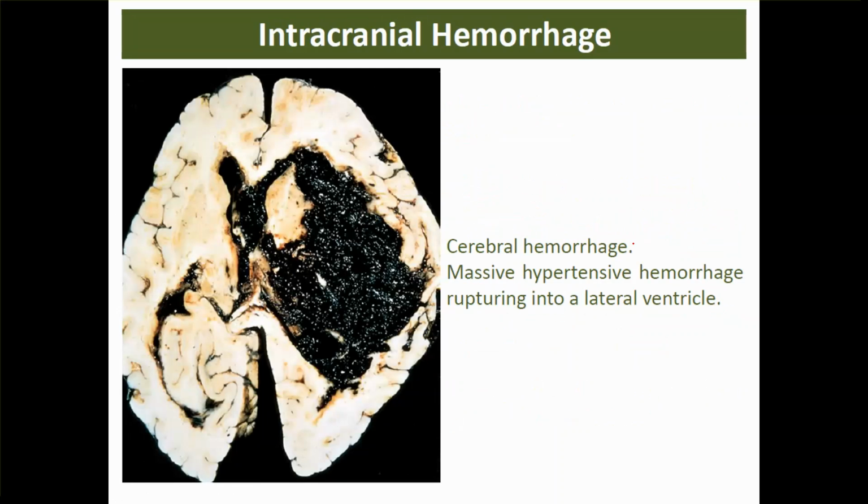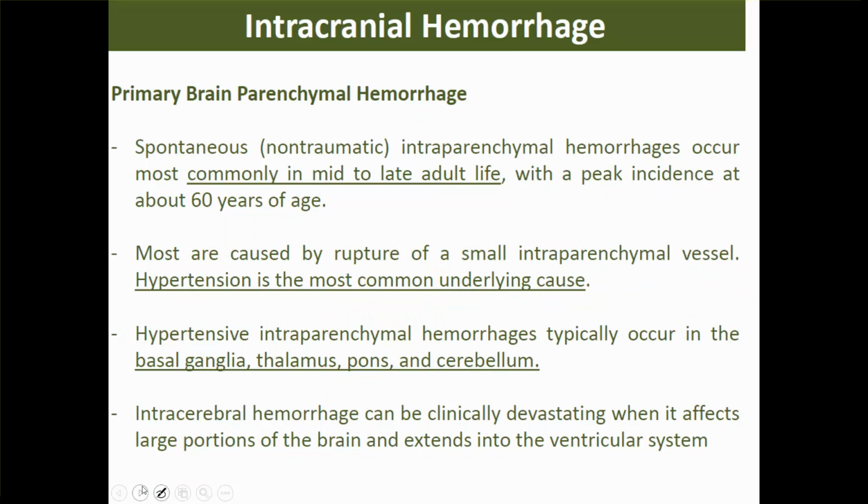Intracranial hemorrhage, you can see a cerebral hemorrhage. It's a massive hemorrhage which you're seeing here. So this massive hypertensive hemorrhage has ruptured into a lateral ventricle. Usually you're supposed to see the lateral ventricle. This is the anterior horn over here, then these are the other parts of the lateral ventricle, but it's all obscured with the presence of this massive hemorrhage.